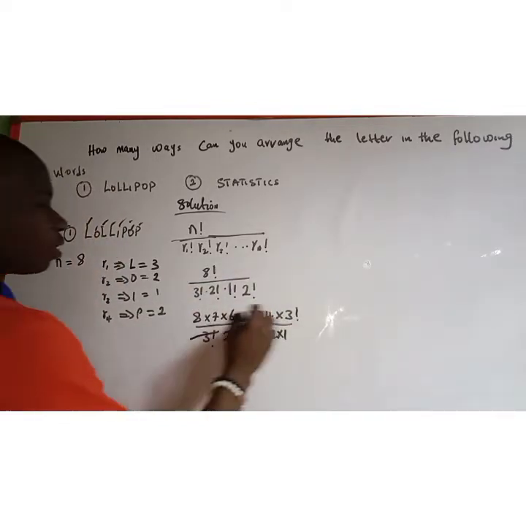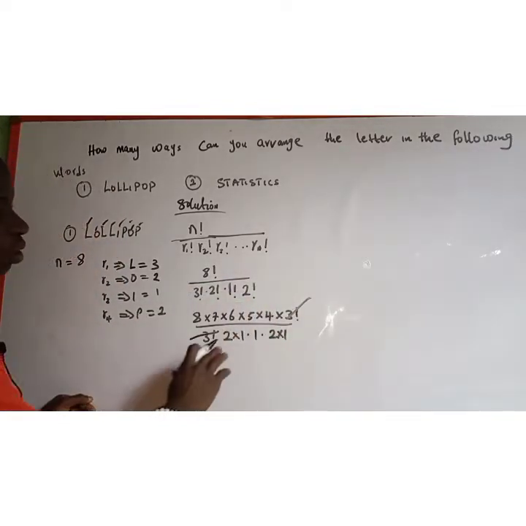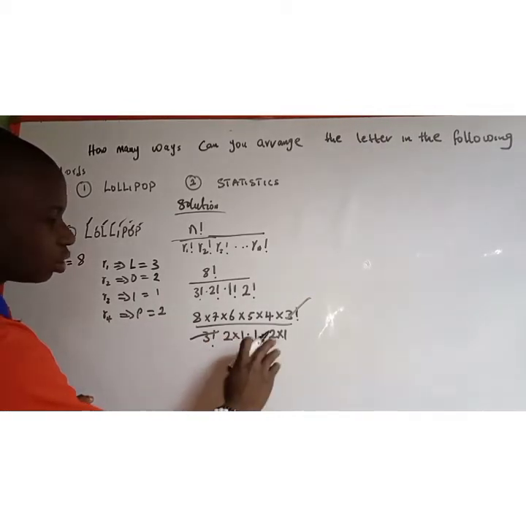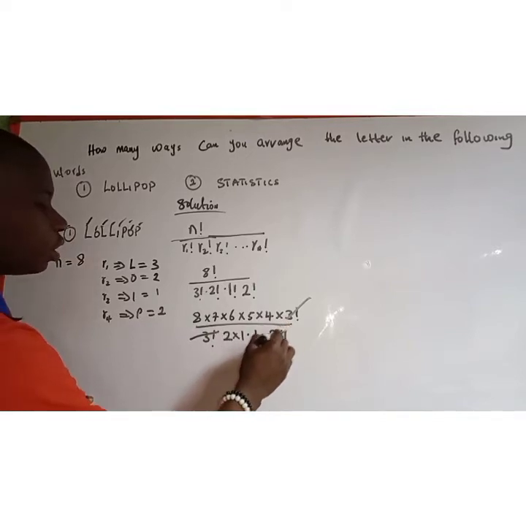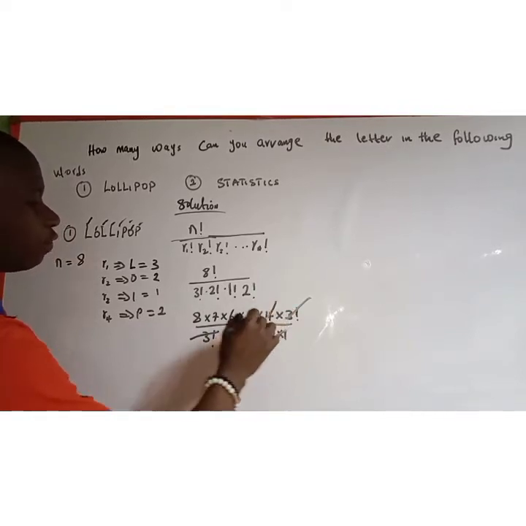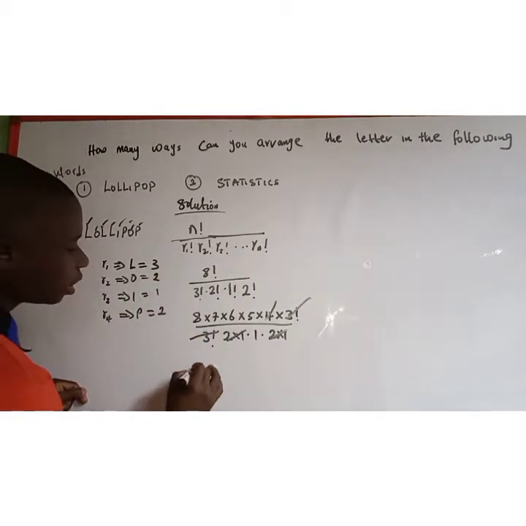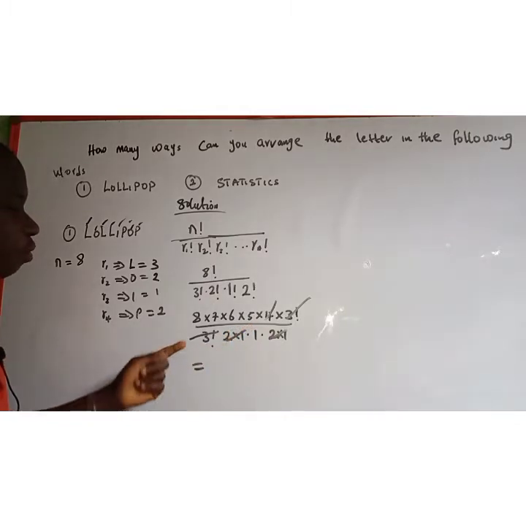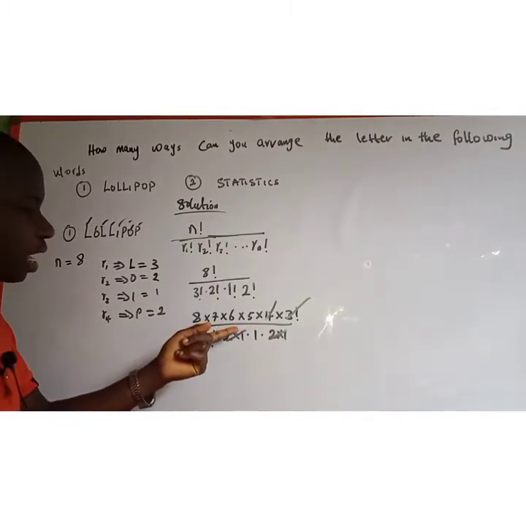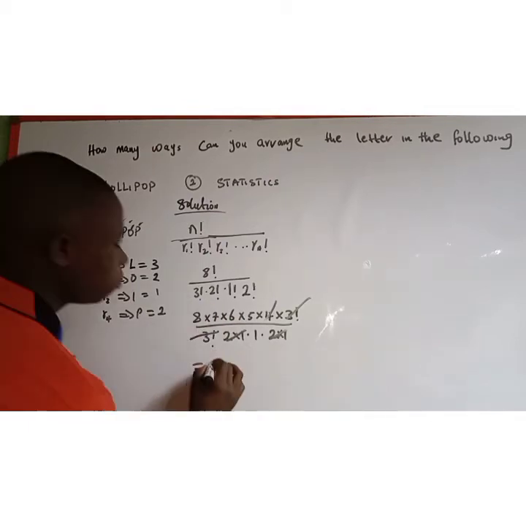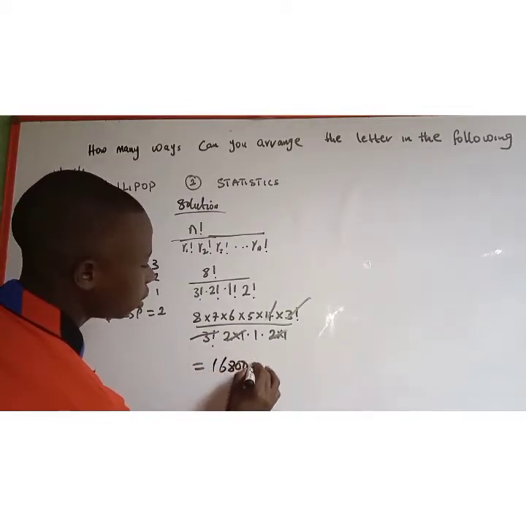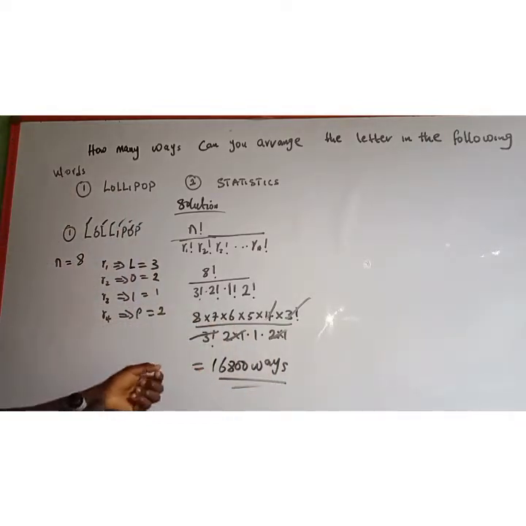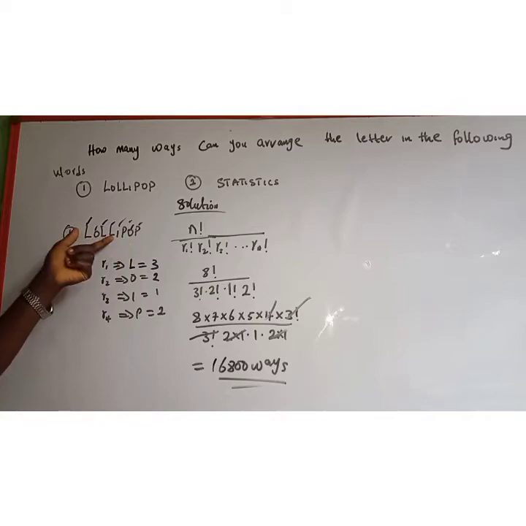So this 3 factorial can cancel this 3 factorial. We have 2 times 1 is 2, then 2 multiplied by another 1 is still 2, then 2 times 2 gives me 4. So the whole of this is 4, and this 4 will cancel the 4 in the numerator. We are left with 8 multiplied by 7 multiplied by 6 multiplied by 5, and if you multiply them, it gives 16,800 ways. So we have 16,800 ways of arranging the letters in lollipop.